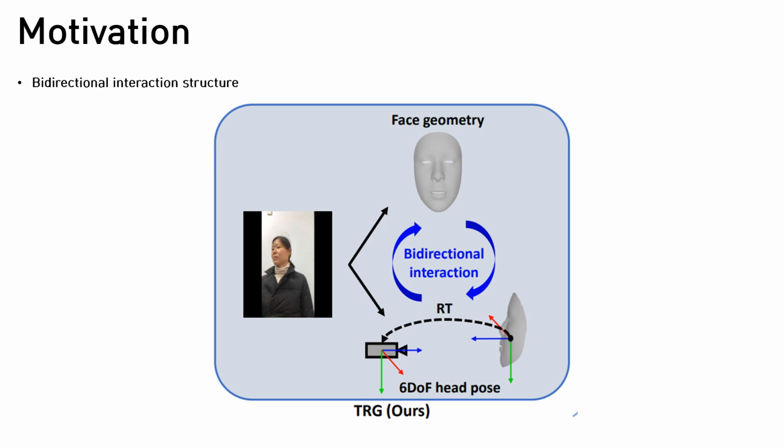To address the aforementioned issues, we propose TRG. TRG utilizes the complementary characteristics between 6DOF head pose and face geometry through a bidirectional interaction structure. Specifically, TRG predicts both head pose and face landmarks simultaneously and iteratively updates the information between the two. We will describe the detailed structure in the proposed methods section.